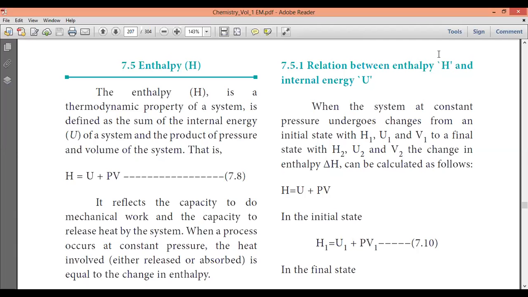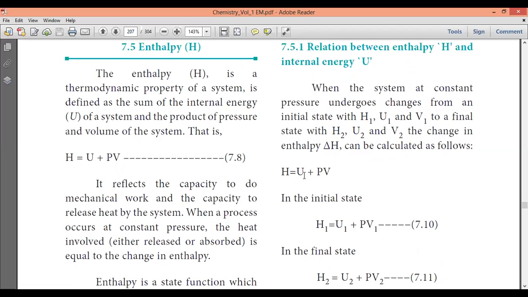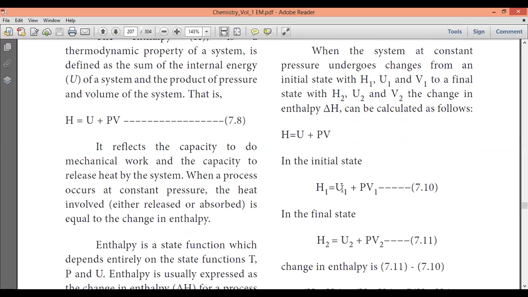See here the relation between enthalpy and internal energy. They are both related with each other, so based on that we are going to derive an expression. Here H equals U plus PV, so the change delta H equals delta U plus P delta V, because pressure is constant. H1, U1, V1 refer to the initial state. H2, U2, V2 represent the final state. The initial state H1 equals U1 plus PV1, and the final state H2 equals U2 plus PV2.